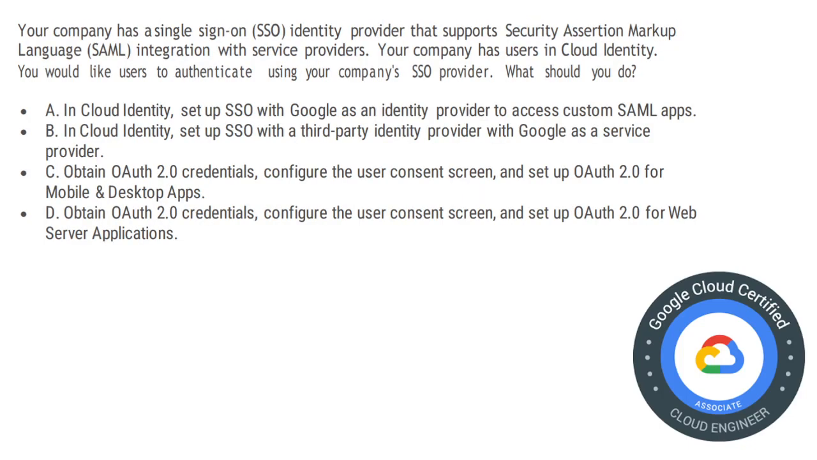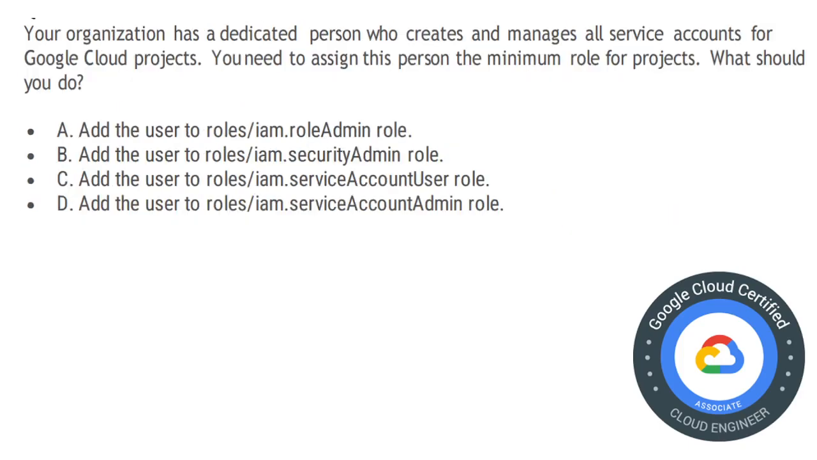Next question is, your company has a SSO identity provider that supports security assertion markup language integration with service providers. Your company has users in cloud identity and you would like the users to authenticate with your company's SSO provider. What should you do? Answer is option B, that is in the cloud identity set up SSO with a third party identity provider with Google as a service provider.